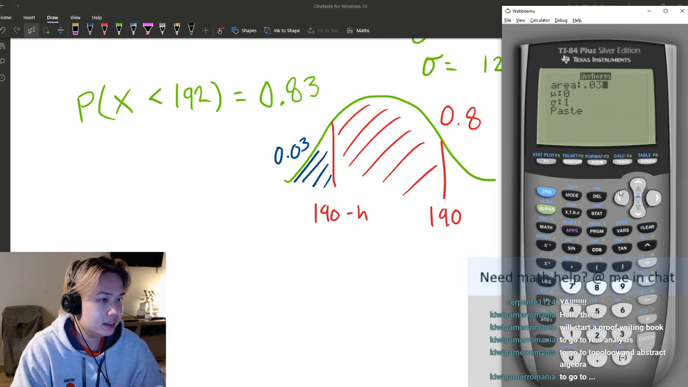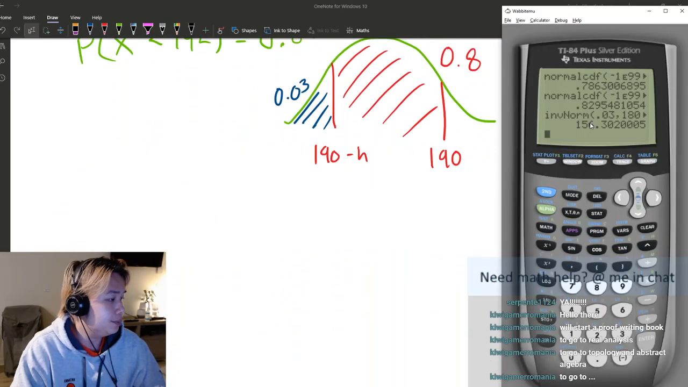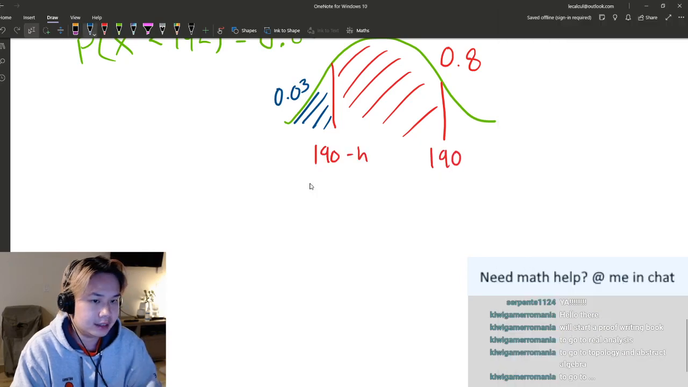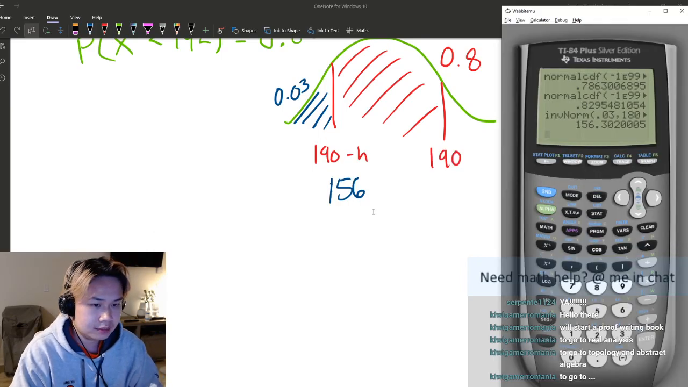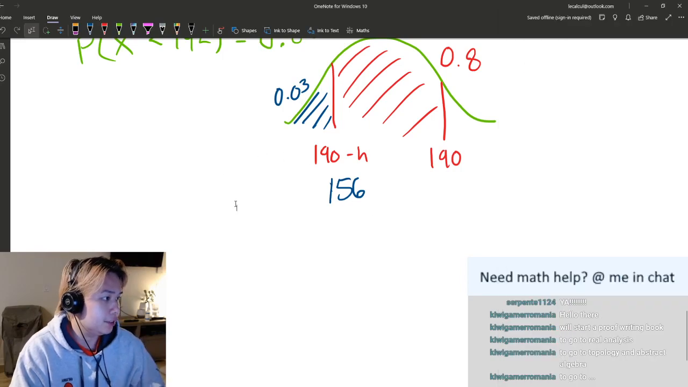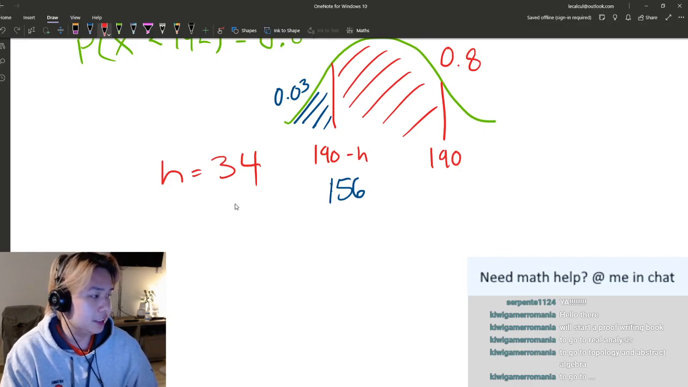So now I know my area, and my average is 180, and my standard deviation is 12.6. I can't believe that this is a 7-mark question. So this boundary should be at 156. And then from here, we can calculate what h is. Should be 36. Hope I did that right.